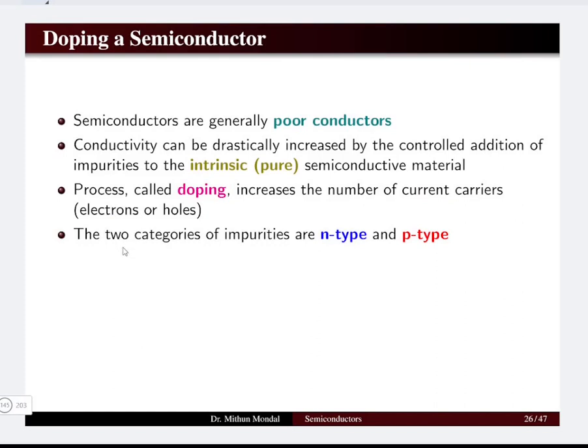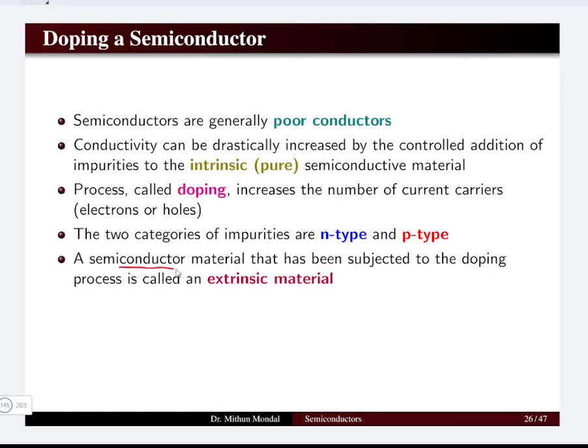When we dope, or put impurities in, the semiconductor, two different categories of semiconductors are formed. One is known as the N-type semiconductor and the other is the P-type semiconductor, where N indicates that negative charge particles will be more and P indicates that positive charge particles will be more. This we are going to discuss in more detail in this lecture.